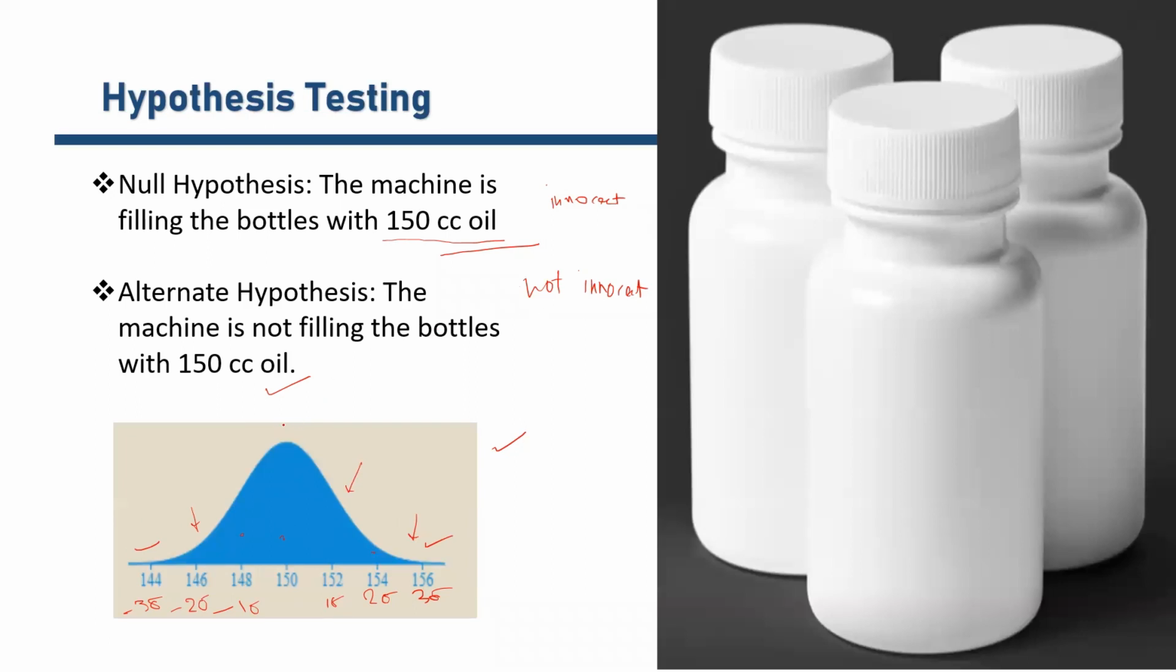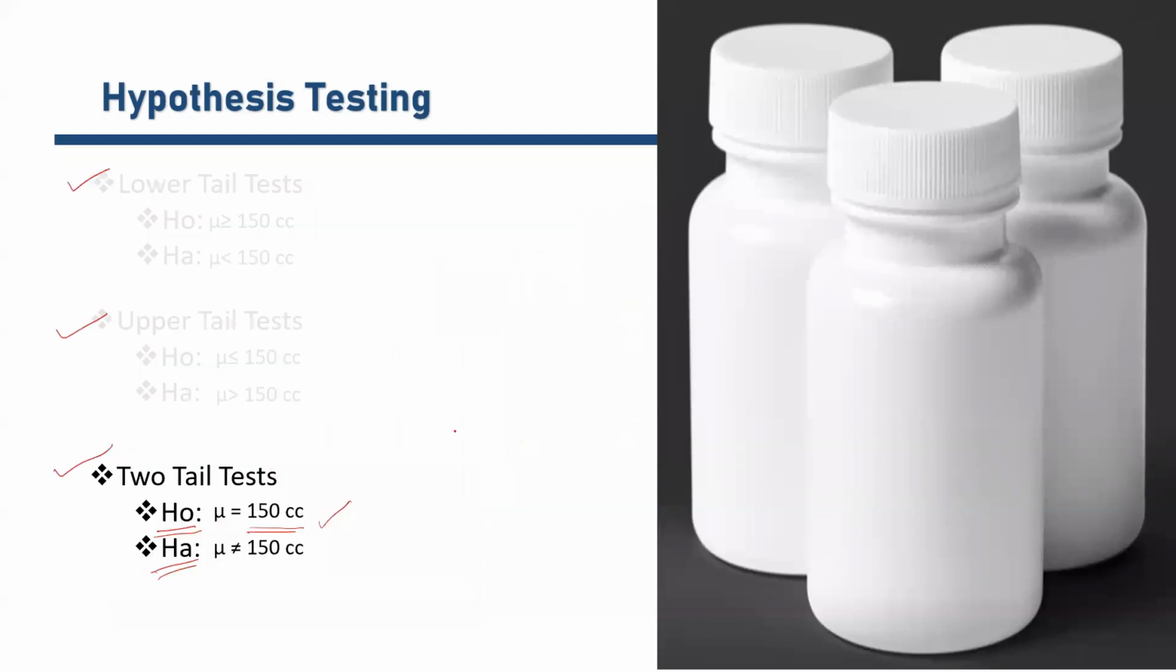If you draw a line from the mean, you have basically two tails. This is one tail and this is the other tail. So when you are saying that the volume of the machine has changed, it can either be on the left hand side or on the right hand side. So that's why we are going to have two tails. So we have assumed that this is a two-tail test, right?